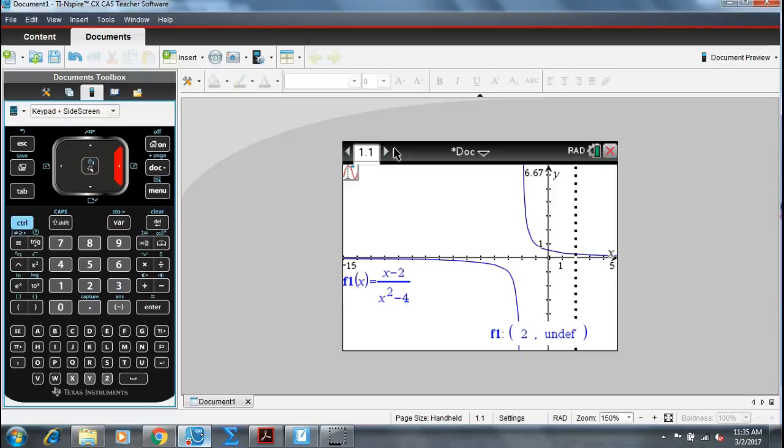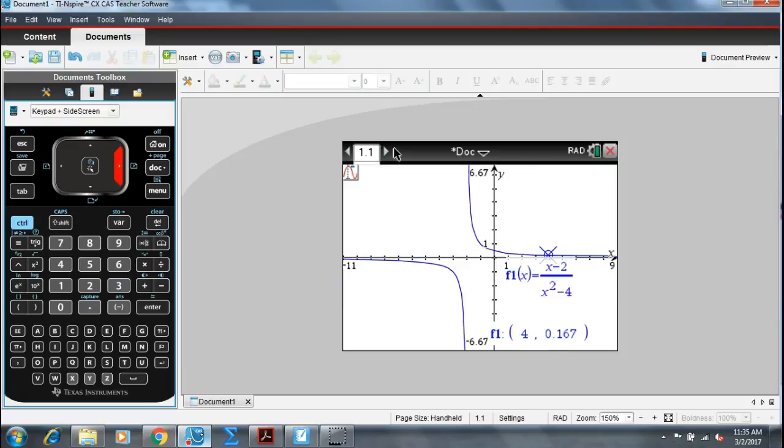So this is what the hole looks like on a graphing calculator. It looks like a vertical asymptote, but if you go past it, it looks like it's a continuous function. But there is really a discontinuity there, and so it looks like a vertical asymptote.